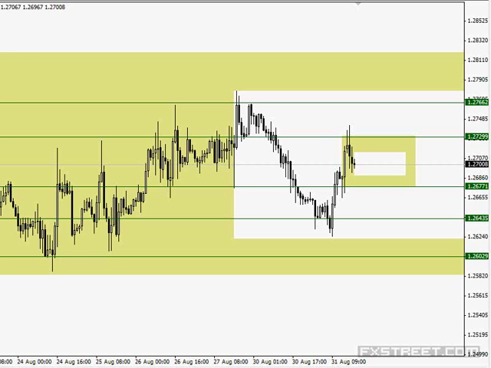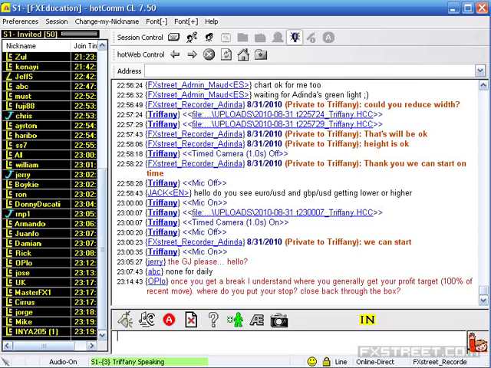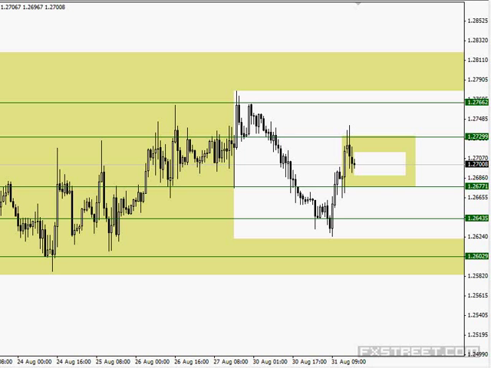The Euro Aussie and the Pound Swiss, they retrace very, very deeply. Even the Dollar Swiss will do this and kind of overlap those areas very deeply. So know your pair, know the behavior of your pair.